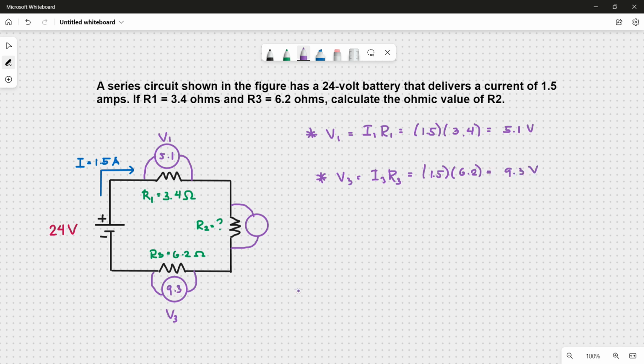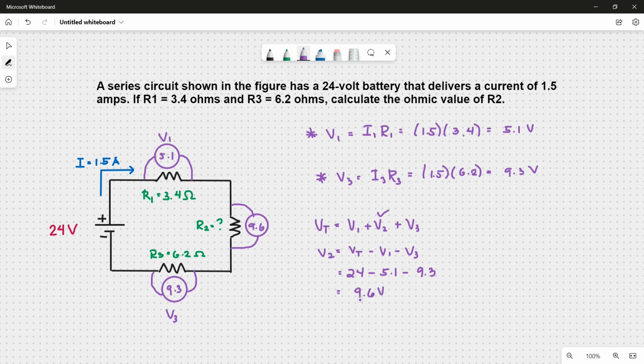Mathematically, the voltage equation will look like this. Total voltage is equal to V1 plus V2 plus V3. And since what we're looking for is V2, we can rearrange the formula so it'll look like this. V2 is equal to total voltage minus V1 minus V3. So that's 24 minus 5.1 minus 9.3, a total of 9.6 volts.